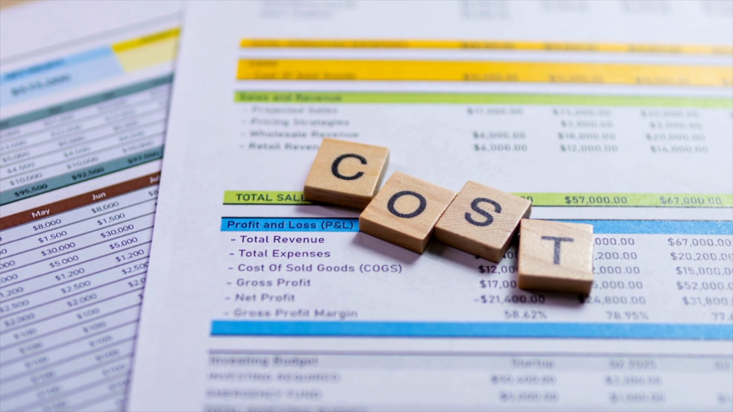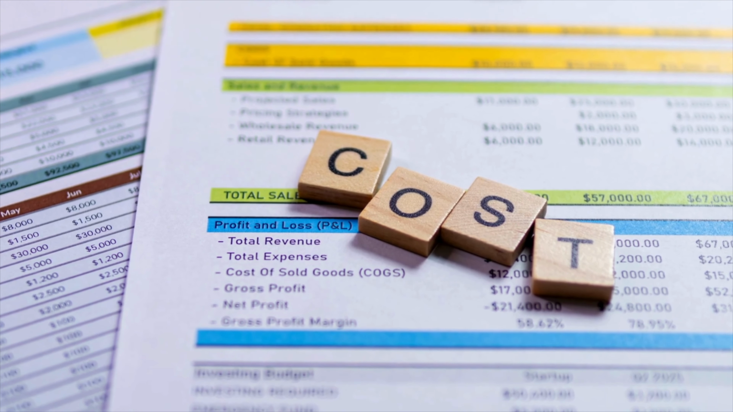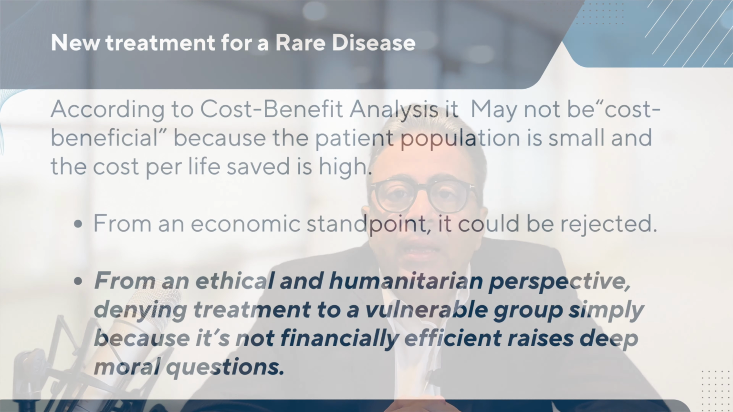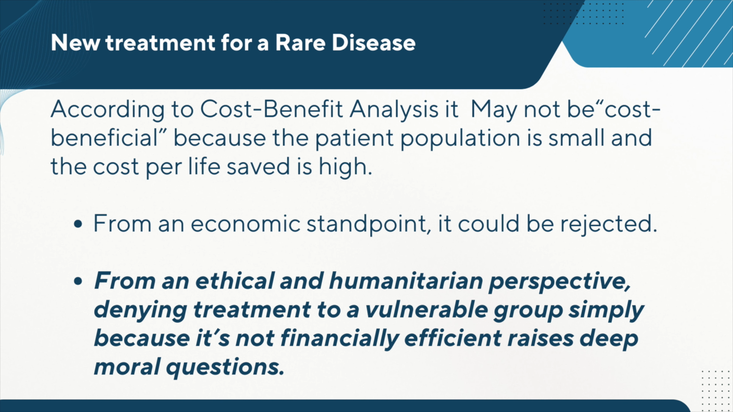When we assign a specific number to a life year or a health gain, we risk reducing human well-being to a commodity. Let's take an example. A new treatment that saves the lives of patients with a very rare disease may not be cost beneficial because the patient population is small and the cost per life saved is high. From an economic standpoint, it could be rejected.